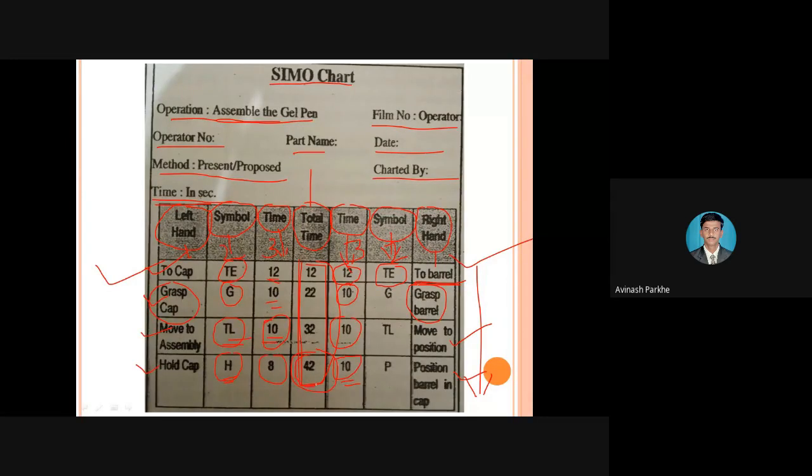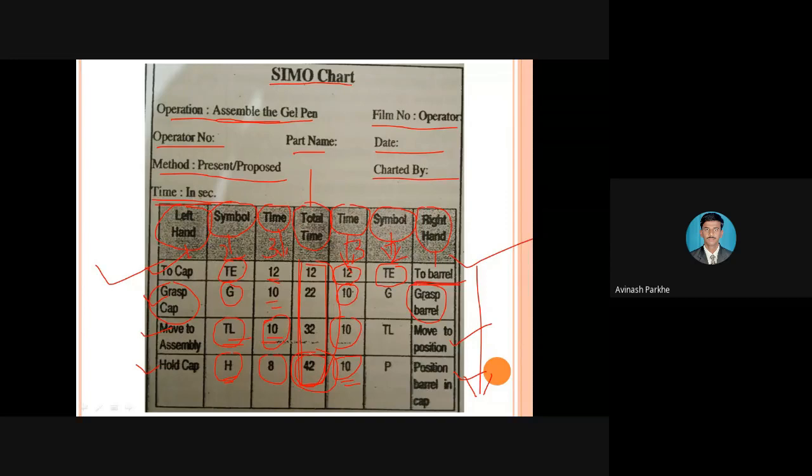And at the end, whatever answer you get, 42, that 42 represents that in order to go for the assembly of the gel pen, 42 seconds are required, and that 42 seconds includes the time required for the left hand and the time required for the right hand also. That means we can finish the assembly of a gel pen within 42 seconds only. That means this cycle is very short. 42 seconds means it is less than 1 minute. That means this particular operation is very short. Therefore, for such types of short cycles, such types of Simo charts are used.